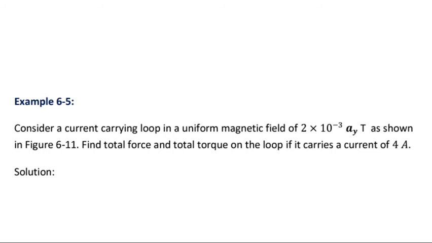Example number 6.5. Consider a current carrying loop in a uniform magnetic field of 2 into 10 raised to power minus 3 AY Tesla, as shown in figure number 11. Find the total force and the total torque on the loop if it carries a current of 4 ampere.